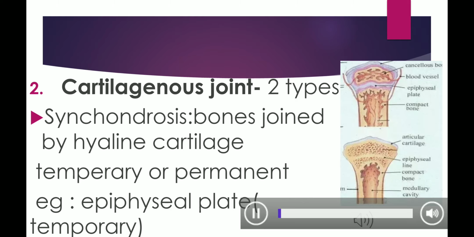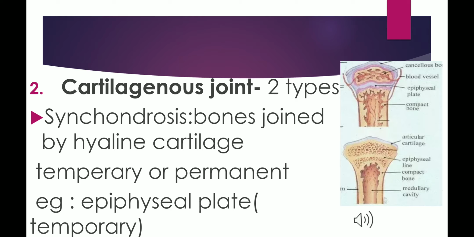So cartilaginous joint is divided into two types based on their structure, that is synchondrosis and symphysis. We have already discussed that a cartilaginous joint is a joint in which adjacent bones are articulated by means of hyaline or fibrocartilage. So the first one among the classification of cartilaginous joint is the synchondrosis, and in synchondrosis bones are joined together by means of hyaline cartilage or where bone is united to hyaline cartilage.